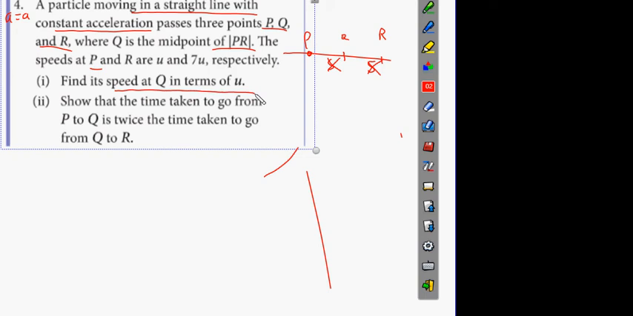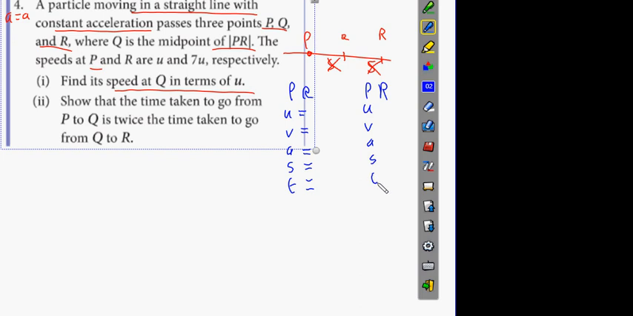Okay, so we're going to set up suvat for both systems. So suvat this time is going to be for PQ and PR. What is the goal of this question? Which letter in which data set are we looking to find? Anybody know?